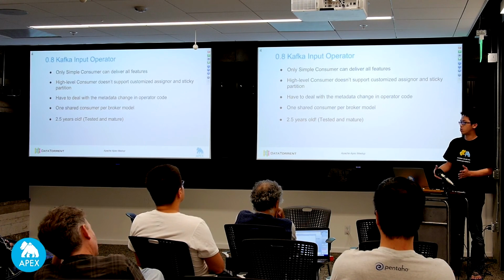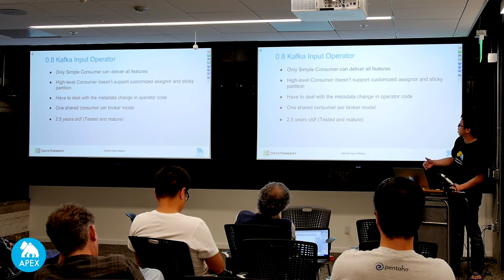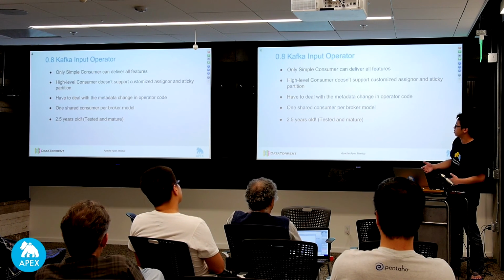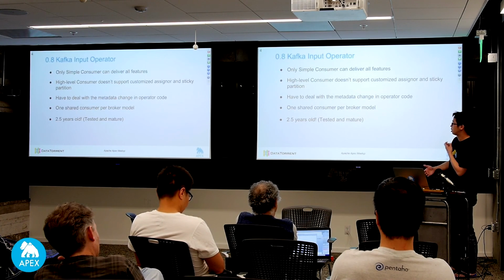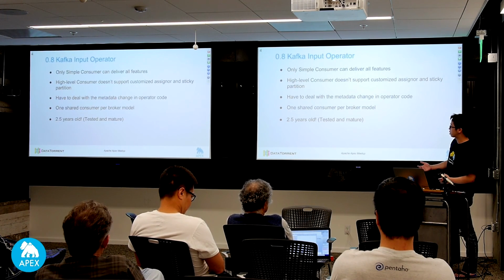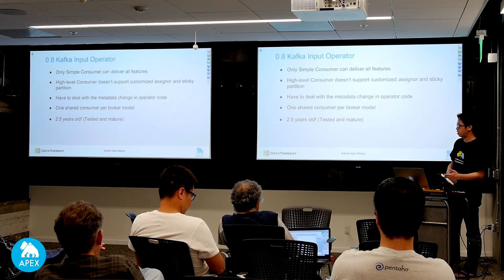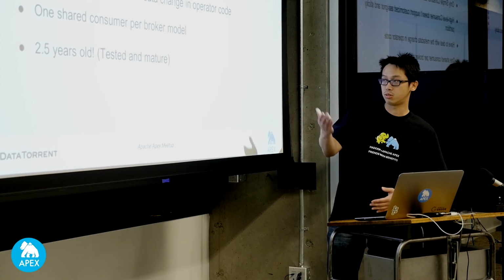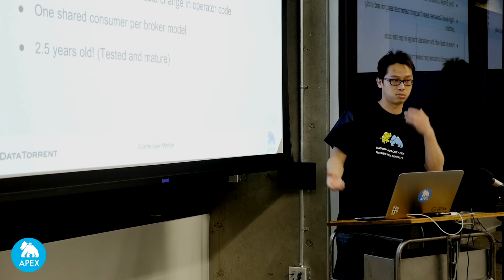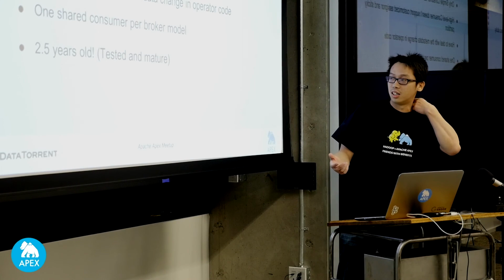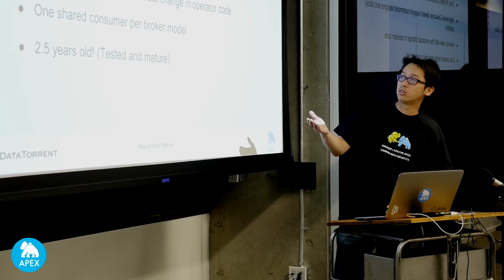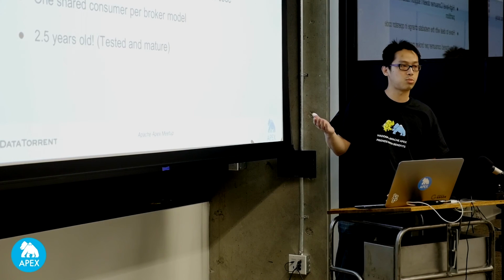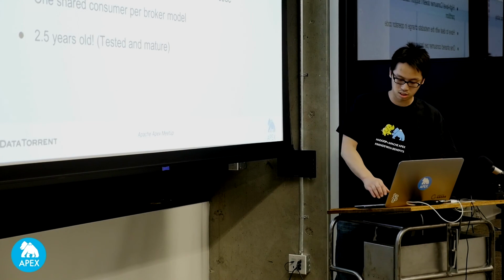A simple consumer can only talk to one broker. So if you look at the Kafka input operator code, in each Kafka input operator instance there are multiple consumers, and each consumer talks to one broker. There might be multiple partitions on that broker, but for those partitions they just use the shared consumer object to consume them. We built this old operator about 2.5 years ago, and it's tested and running in some production machines, so it's more mature than the new one.